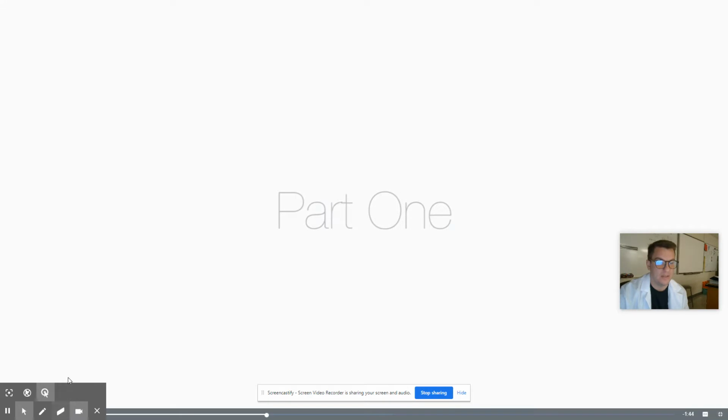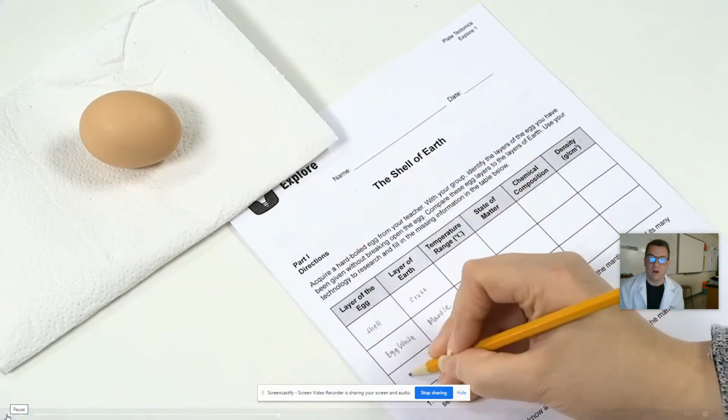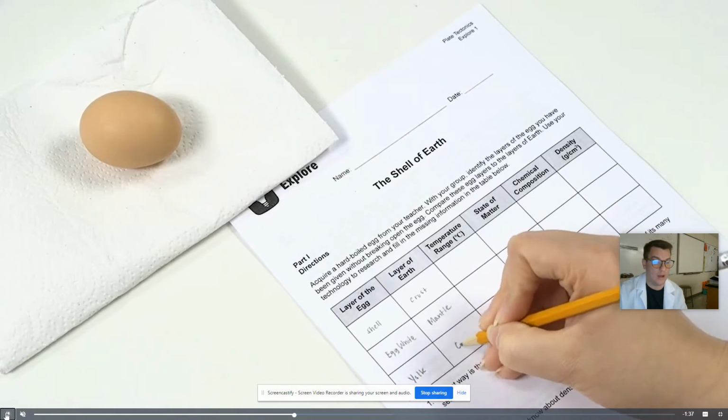We've been talking about plate tectonics, and in this activity, it's really good where we use a hard-boiled egg. I've already set this up for you. I give you the hard-boiled egg. You write down the egg layers, which are the shell, the egg white, and the egg yolk. You document that, and then think about how we compare that to the Earth. Well, the shell is to the crust, which we are on. The egg white, in the middle, is like the mantle. And then the solid center of the egg, the yolk, is like the core of the Earth.